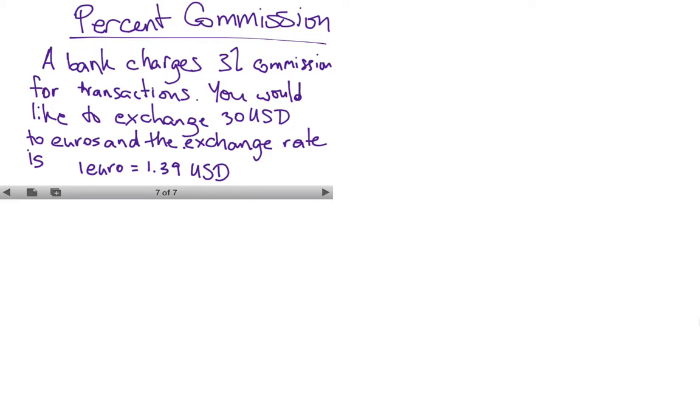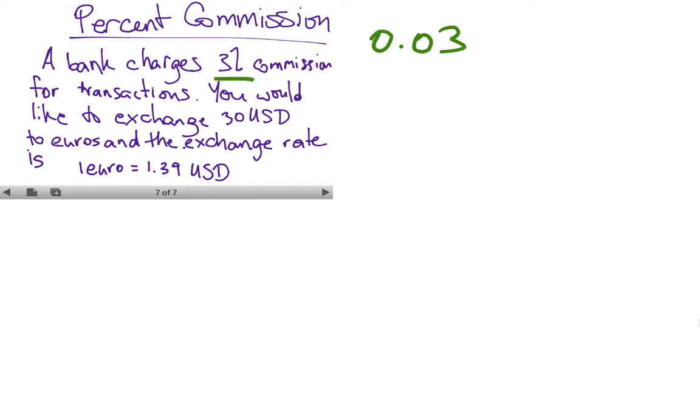All right. So I'm going to specify it. I'm going to say I want the commission in US dollars. So we have to do it first. So it's $0.90 in commission. How'd you do that? 0.03 times 30. It's 0.9.